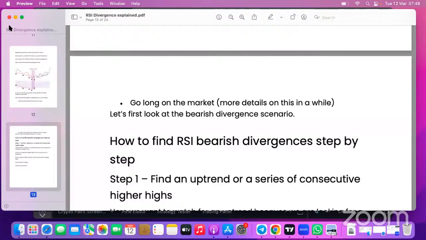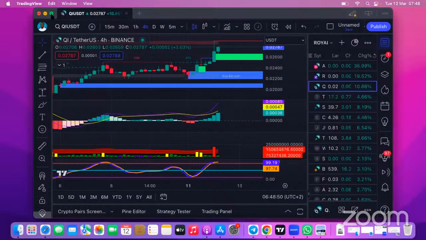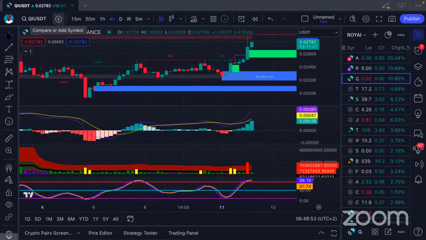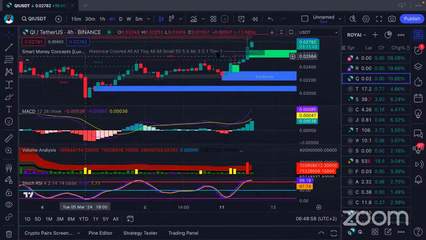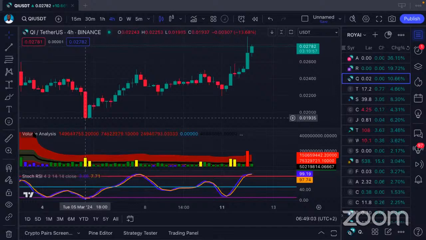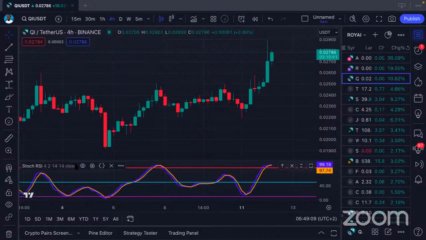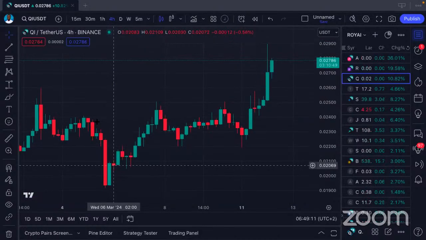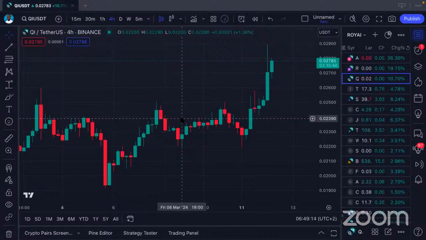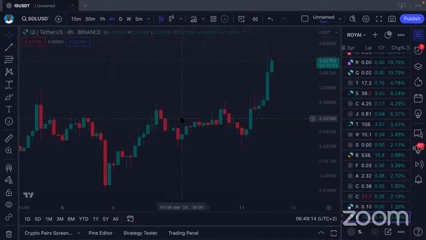So I want to go a little bit practical by going into our TradingView, and I'm going to get off all these other indicators. Okay, so this is our screen. It is plain. First, we said we shall find a coin on a downtrend. So I will just go down.